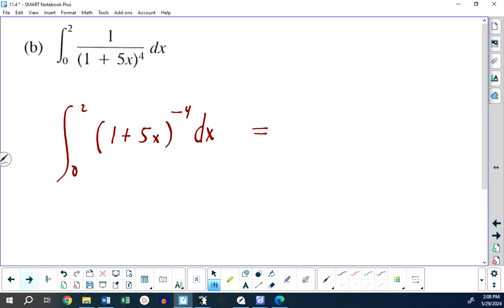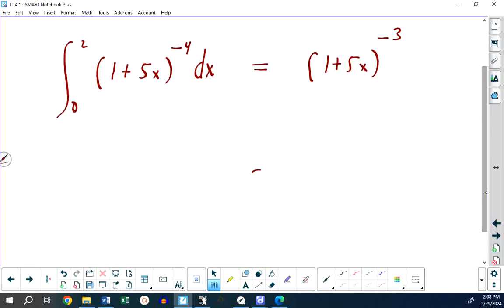In my mind, I'm going to say that this will be equal to 1 plus 5x raised to the negative 3. I'm doing the opposite kind of thing that I would do when I differentiate. When I differentiate, I lose 1 for the exponent, so when I anti-differentiate, I gain 1. But then I say to myself, if I differentiated that, it's going to give me the following. So this is what's going on kind of in my head or off on the side on scrap paper.